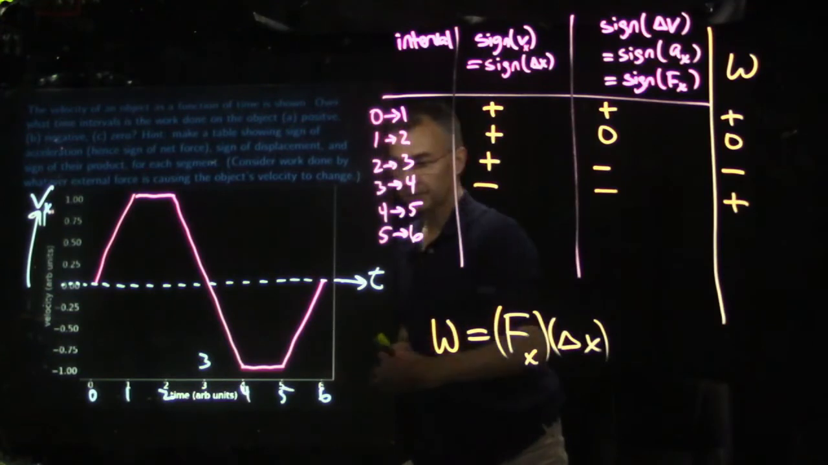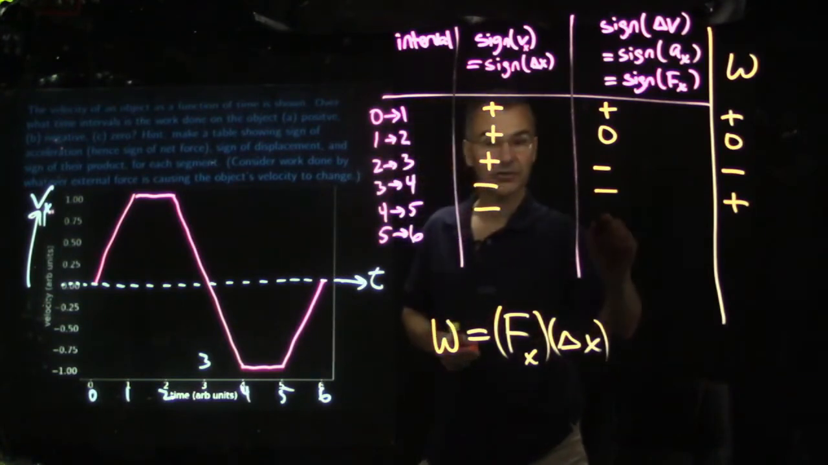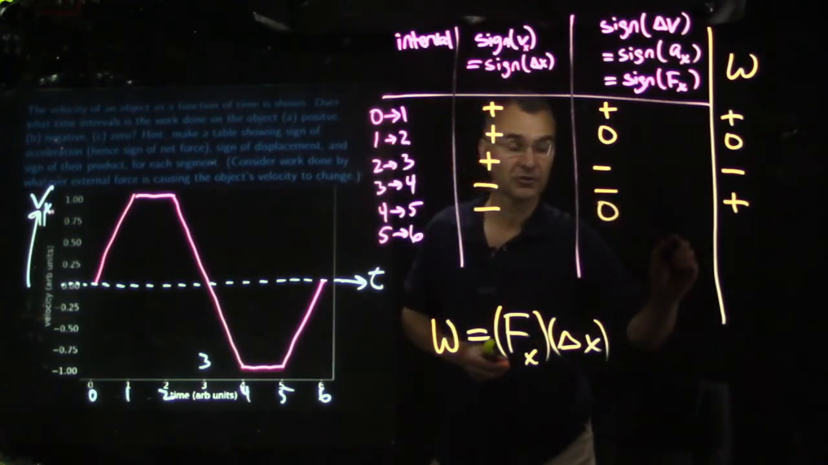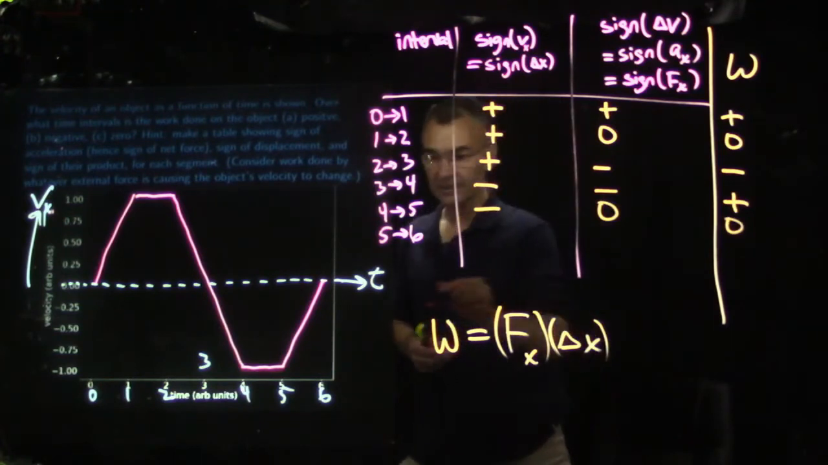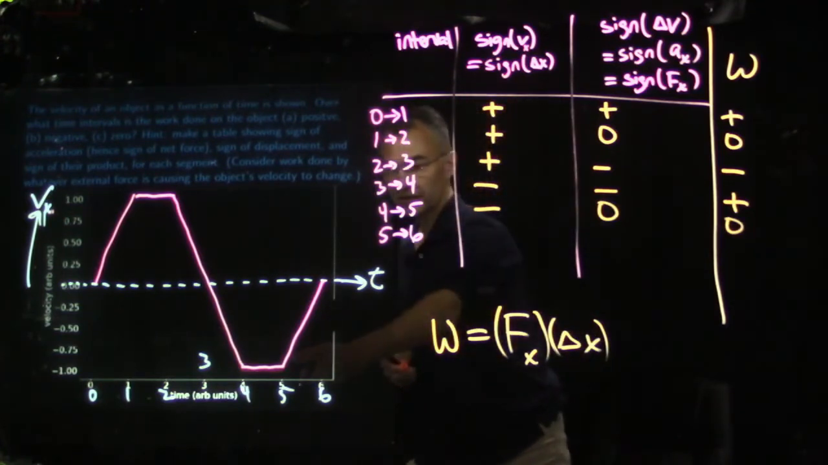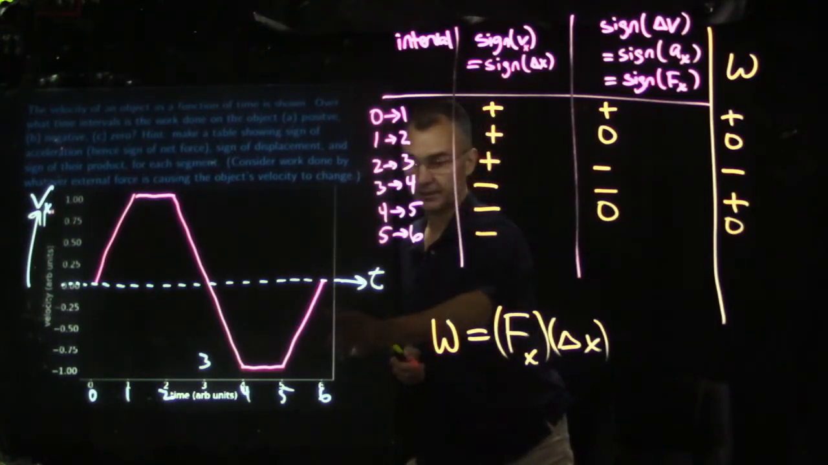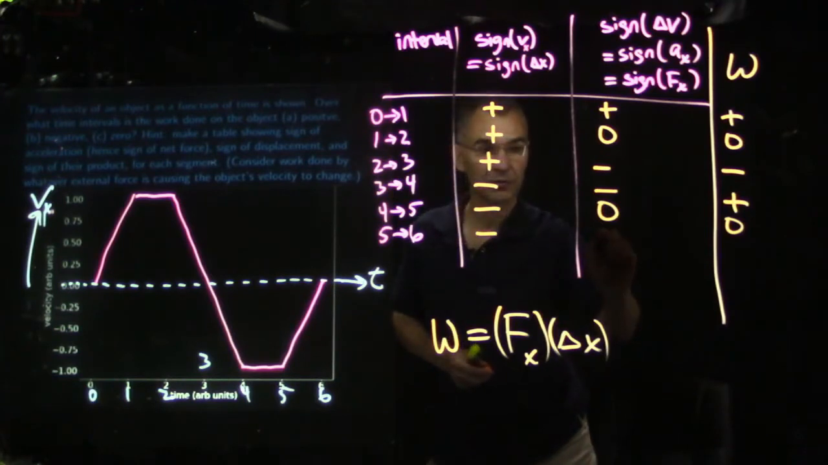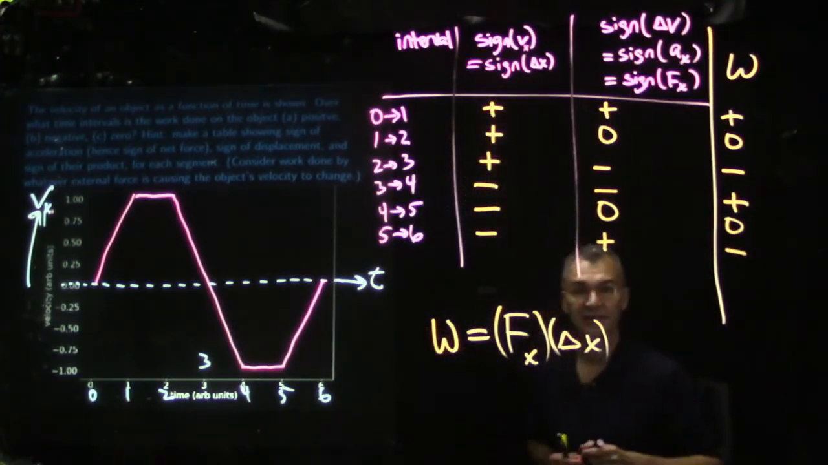Going from 4 to 5, the velocity is always negative, so the displacement must be negative. But the change in velocity is 0, so the acceleration is 0, so the force is 0, so the work is 0. Going from 5 to 6, the velocity is always negative, so the displacement must be negative. But the velocity is increasing, therefore the acceleration is positive, so the work must be negative.